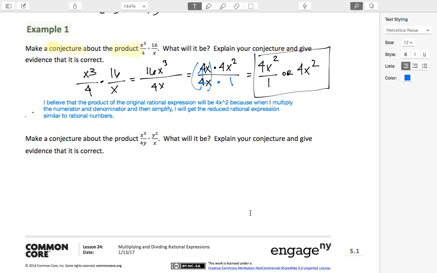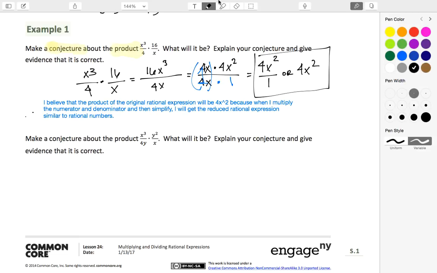Alrighty, so number 2. So it says here, make a conjecture. So I have to explain again. Make a conjecture about the product of x cubed over 4y times y squared over x. What will it be? Explain your conjecture and give evidence, right? So I forgot to say this, but right here it tells you to explain. So that means we have to use some math vocabulary, right?